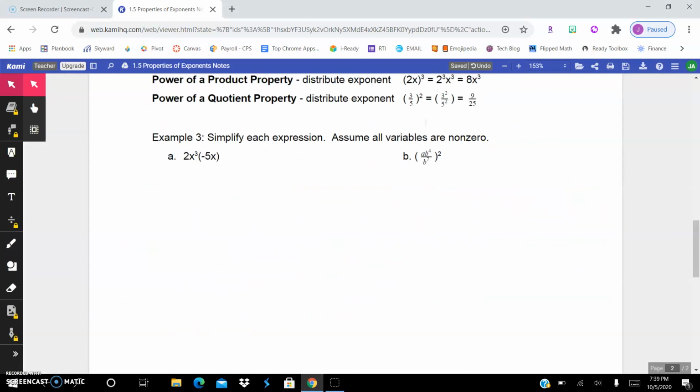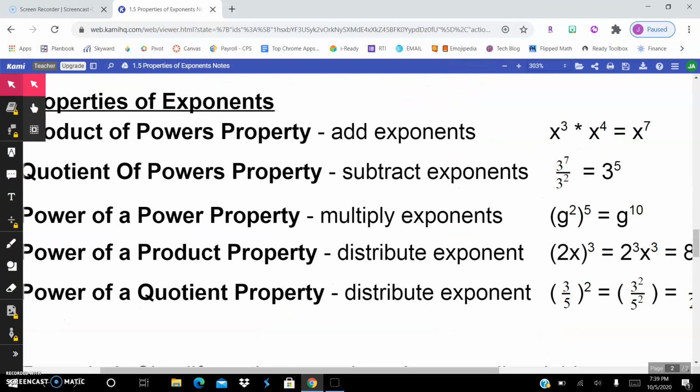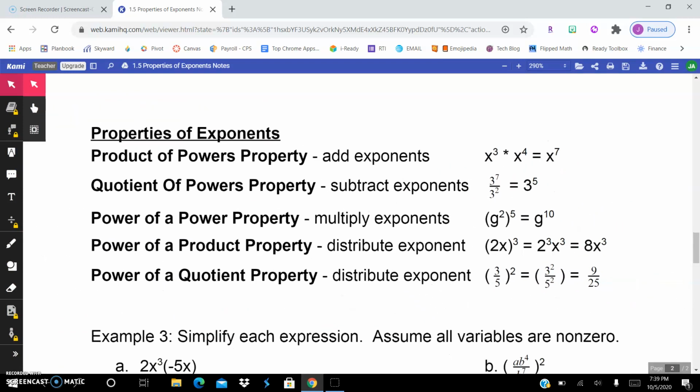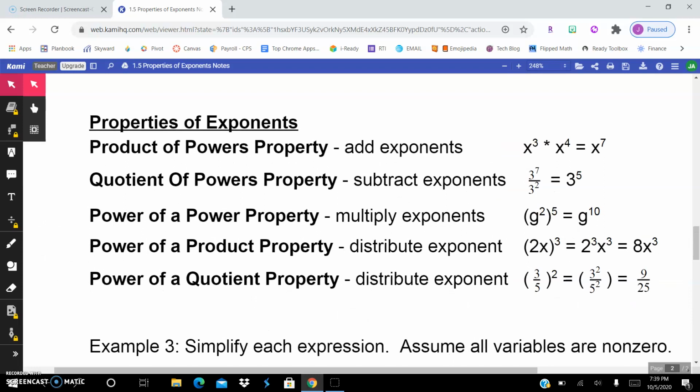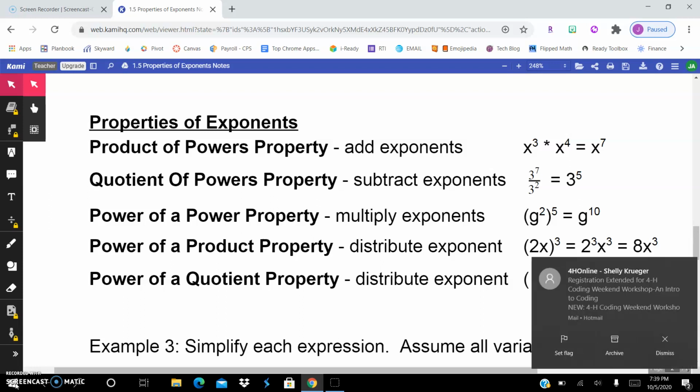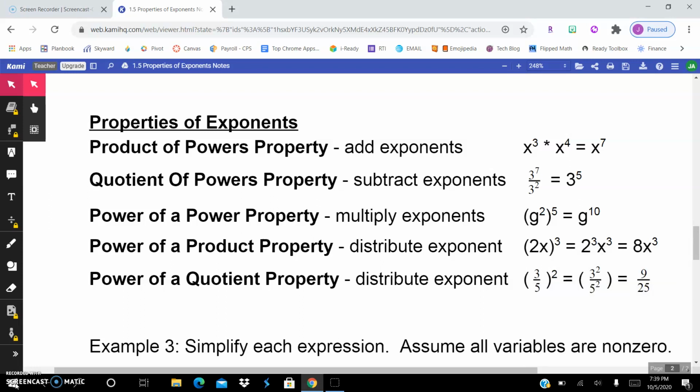Then we're going to review the properties of exponents that we learned back in Algebra 1. The first one is product of powers, and that means if you have the same base, you're going to add your exponents. So for my example, I have x to the 3rd times x to the 4th. The base is x in both of them, and they're being multiplied together, so we can add the exponents. Quotient of powers property says that if we have division with the same base, we can subtract our exponents. So 3 to the 7th divided by 3 to the 2nd, 7 minus 2 is 5, so our exponent becomes 5.